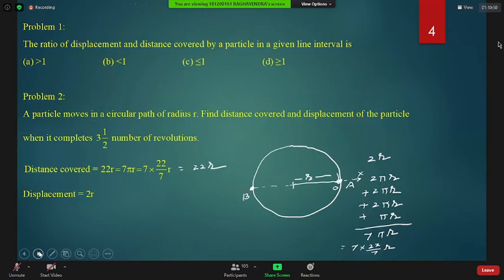Only in one case will they become equal: when the particle moves along a straight line path and is not returning. In that case, distance covered and displacement both will be equal. So the correct answer for this will be C, because they're asking you displacement by distance, so it will be less than or equal to 1.